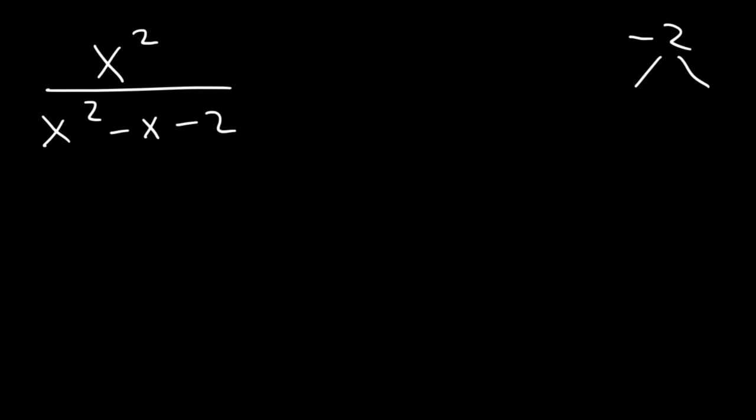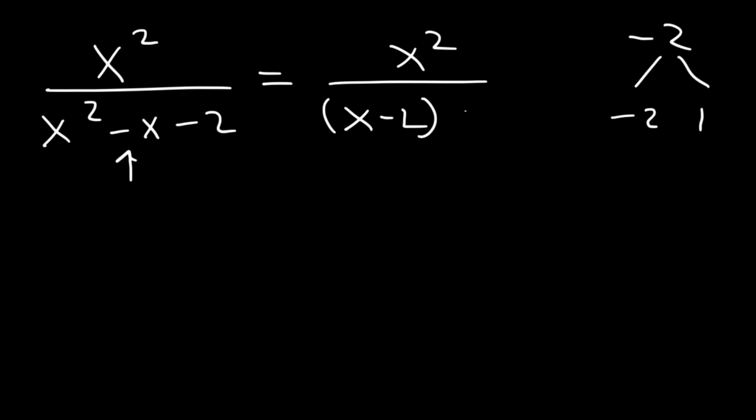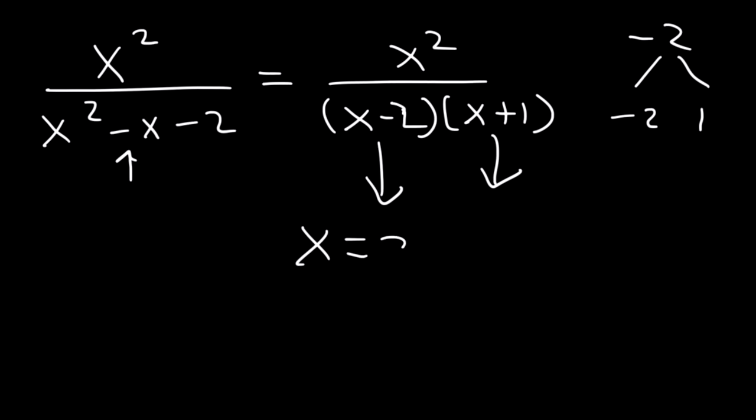Here's another example in which you need to factor. So how can we factor x squared minus x minus 2? What two numbers multiply to negative 2 but add up to negative 1? This is going to be negative 2 and 1, so to factor it, it's simply x minus 2 and x plus 1. So therefore, the vertical asymptotes are x equals positive 2 and negative 1.